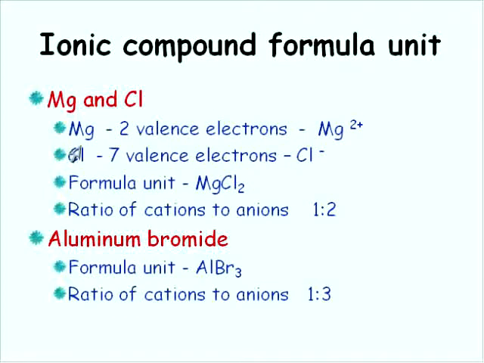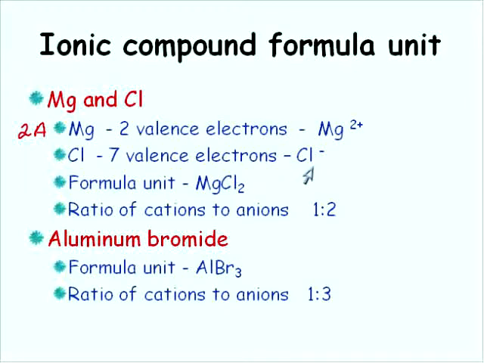If we look at magnesium, magnesium is in group 2A. Therefore, it's going to lose 2 electrons. It has 2 valence electrons. It's going to lose those electrons, and so magnesium is going to have a +2 charge. Chlorine is in group 7A. It has 7 valence electrons. It's easy for it to pick up 1 electron to form 8. So it gains 1 electron and now has a minus charge.